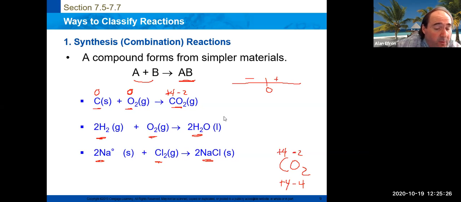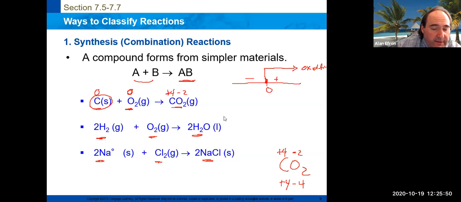And if we figure out what is going on, our carbon is starting at 0. And on the other side, it ended at +4. So it is going to the right, which means this is going through oxidation. So it is our carbon that is going through oxidation here. And by default, what that means is our oxygen is going through reduction.